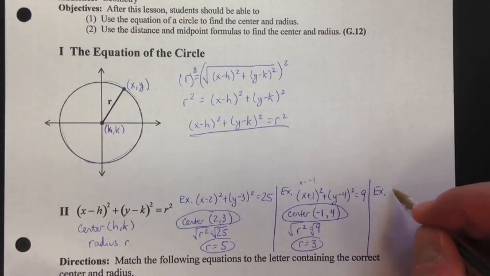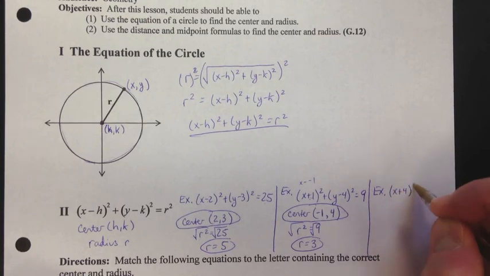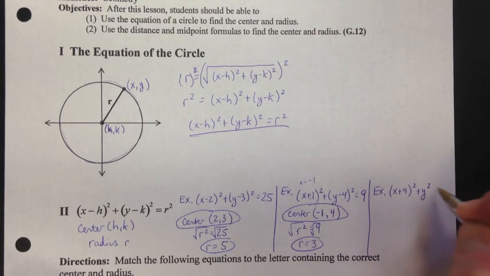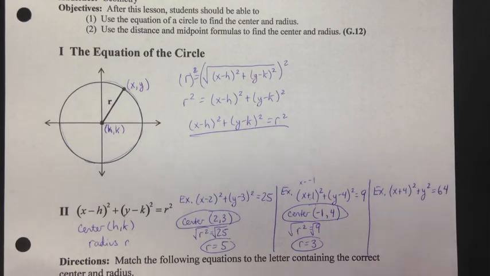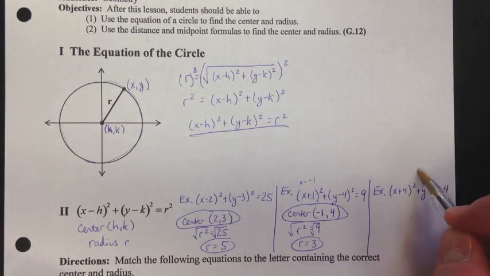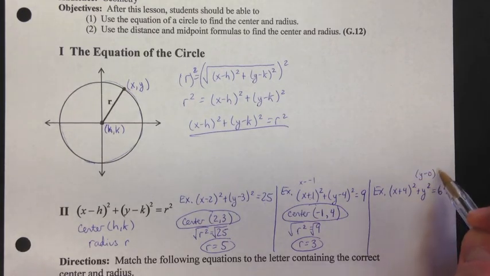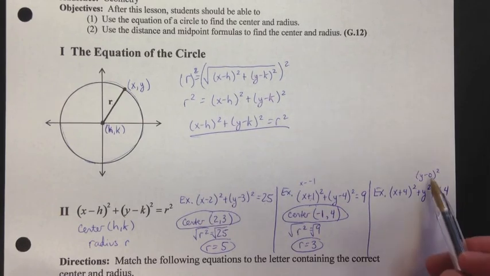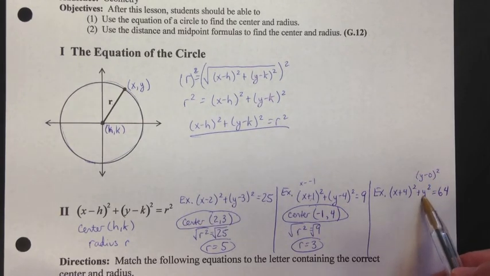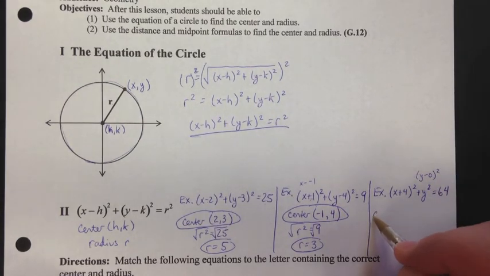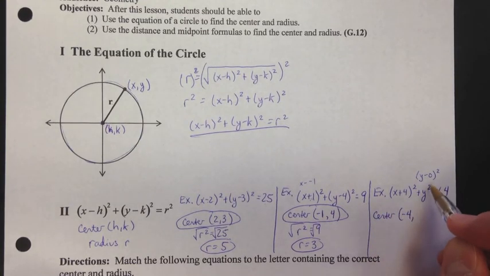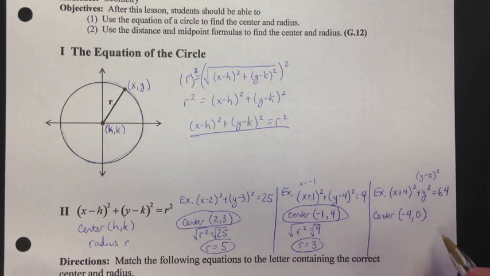Let me give you one more example. Let's say the equation was x plus 4 squared plus y squared equals 64. What you'll notice this time is that there's no parentheses here for the y. You can think of it as y minus 0 squared. We don't write the minus 0, we just write y squared, but you can think of it that way. So the center would be negative 4 comma 0. And then r squared is 64.